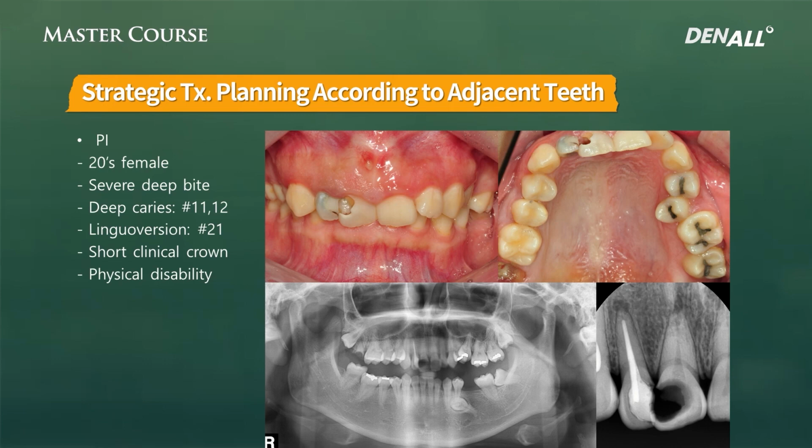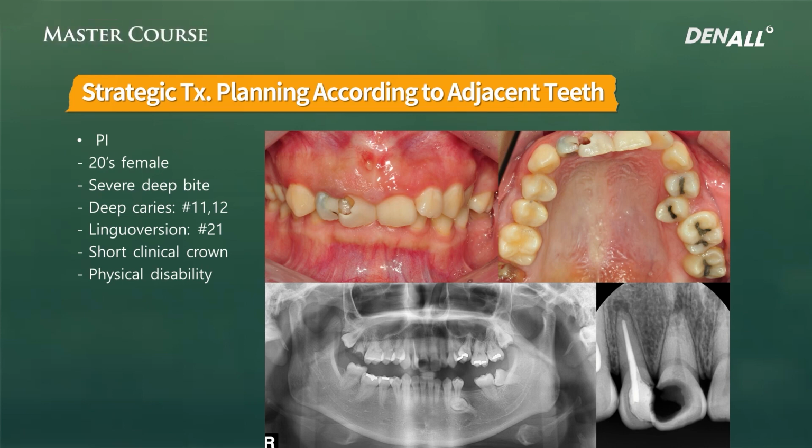As you can see, the deep bite was very significant. The lower anterior was barely visible. The caretaker wanted to know if the extreme gummy smile could be improved with anterior teeth treatment. Number 11 and 12, I decided to extract them.